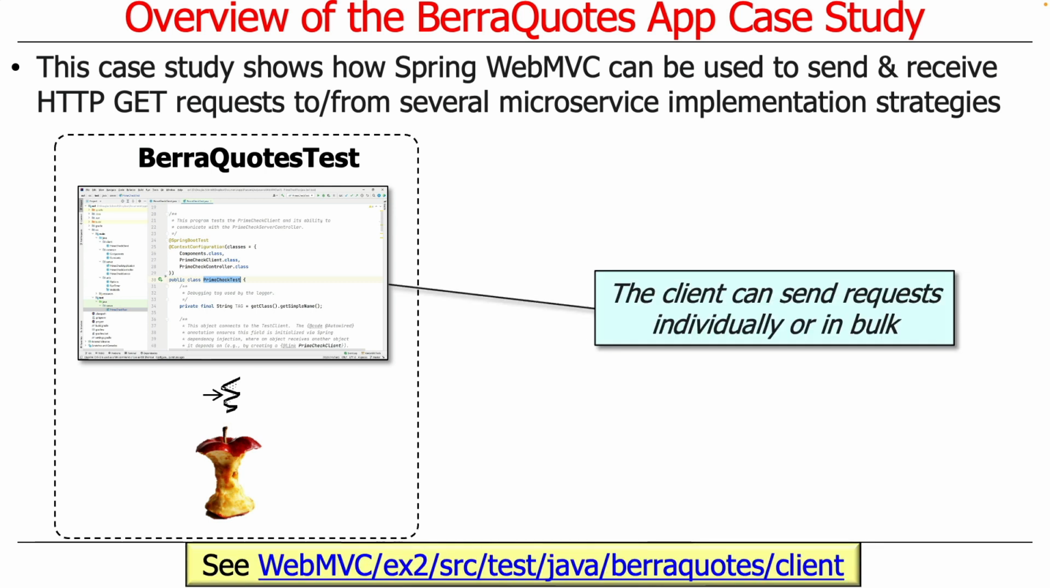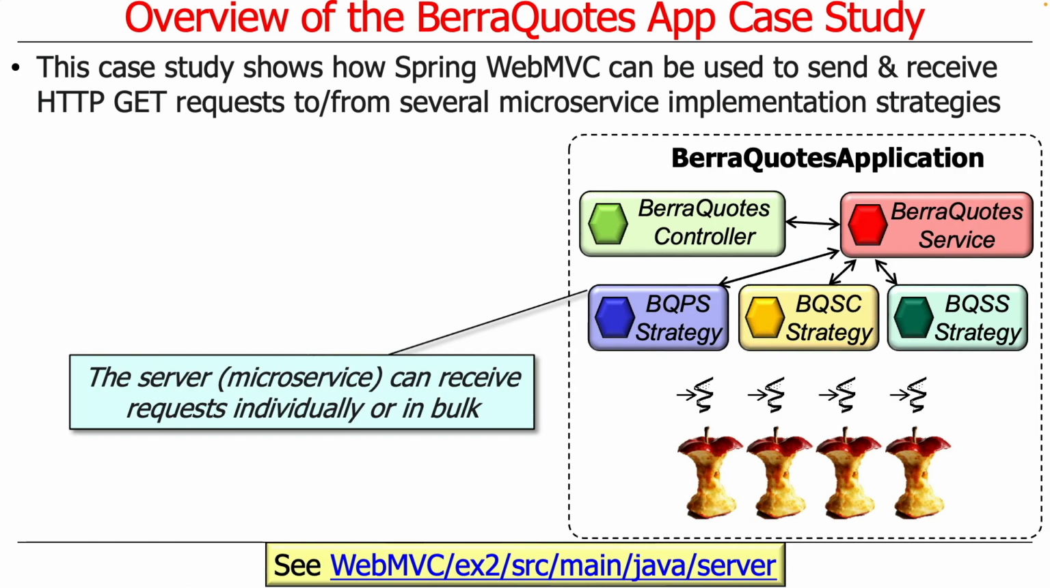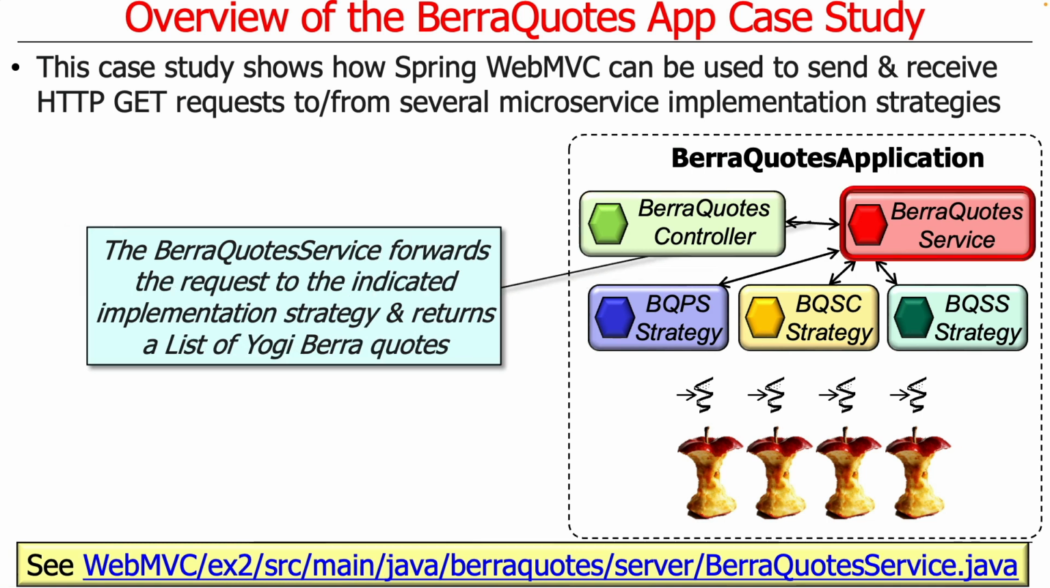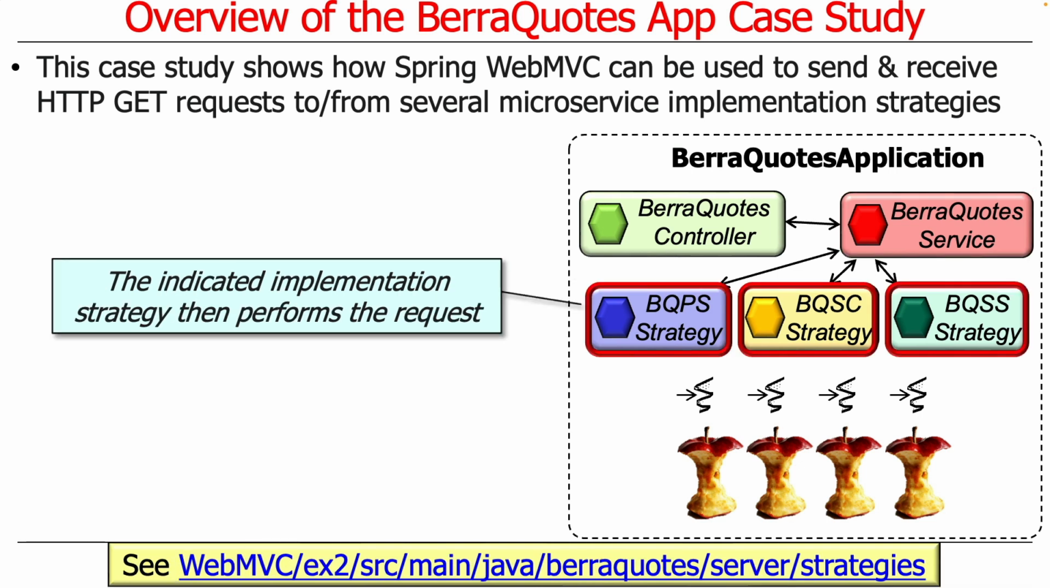As before, the client can send requests individually or in bulk. The microservice can receive the request individually or in bulk, depending on what the requests are. And the BerraQuotes controller takes the incoming requests and converts them into native Java types, forwards them to the BerraQuotes service, which in turn then forwards them to the appropriate strategy. And there's a bunch of different strategies. There's a parallel stream strategy and a sequential stream strategy and a structured concurrency strategy and so forth.